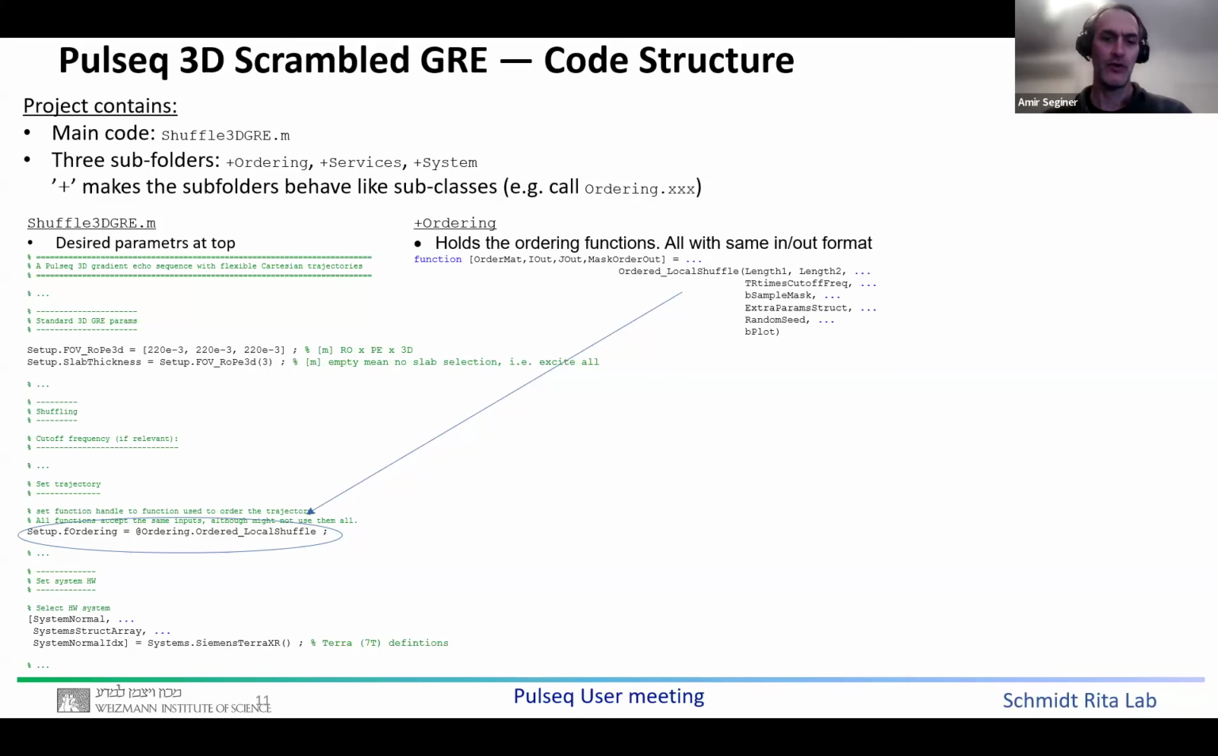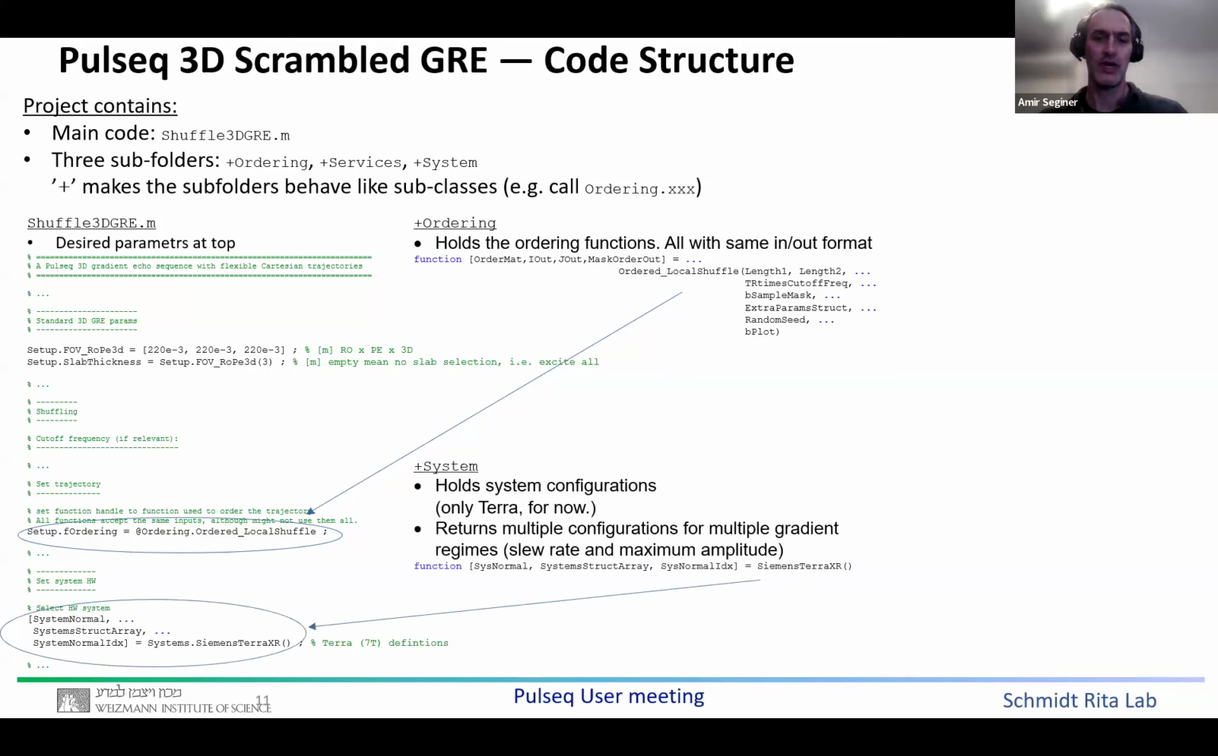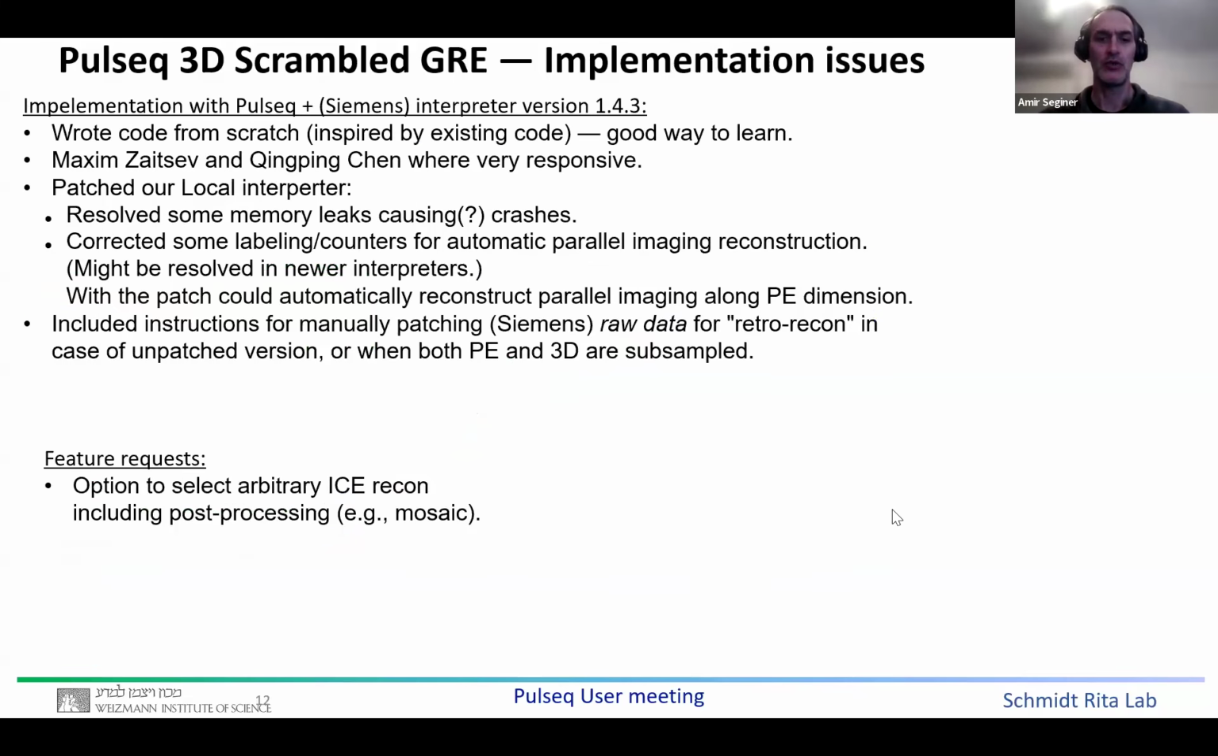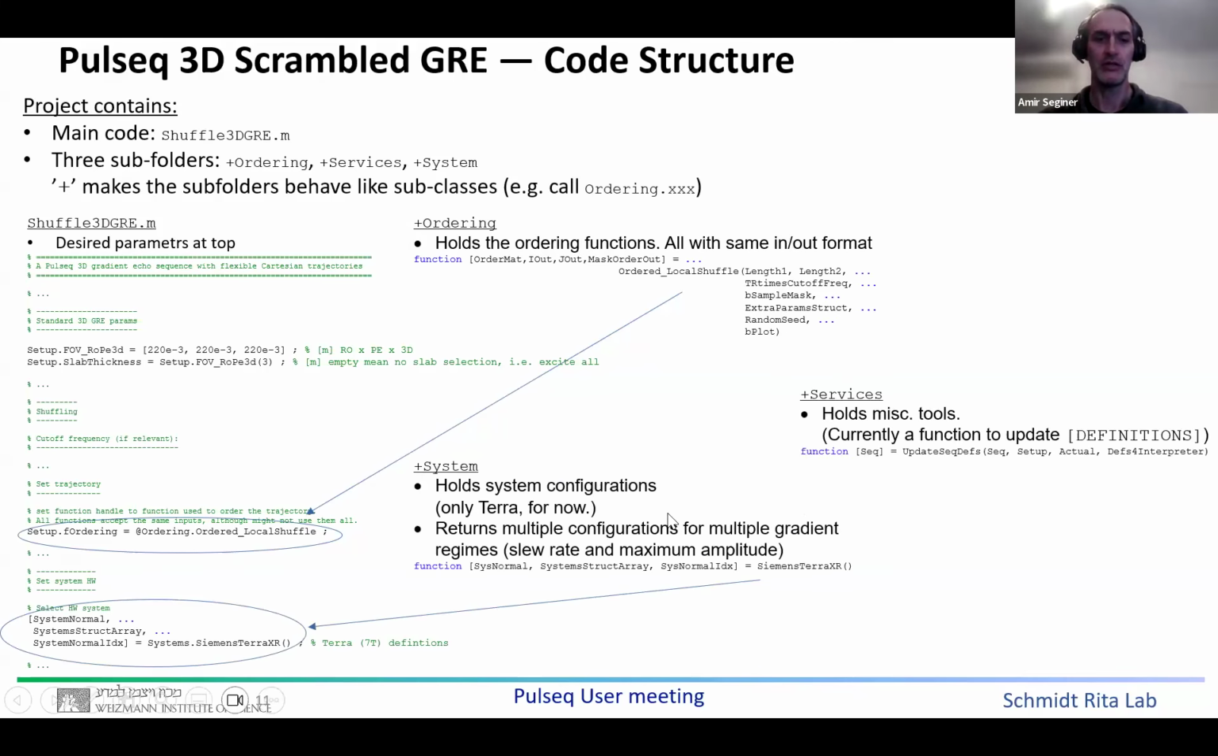Next, we have a system folder. It holds functions defining your system limits. So you should choose the correct system in the main script. The function can actually return several systems, each with different gradient limitations, amplitude, and slew rate. So in the script, you can use different limitations for different blocks of the sequence. In Siemens lingo, this is fast, normal, and whisper, but you can define your own versions.